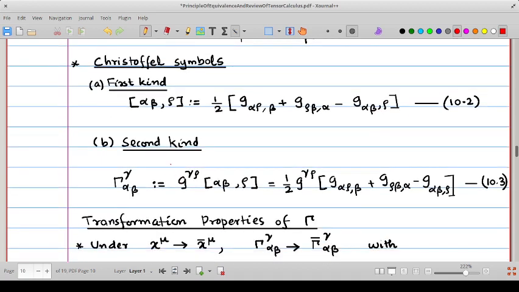And Christoffel symbols of the second kind, denoted by this symbol Γ^γ_{αβ}, is defined to be equal to g^{γρ} times [αβ, ρ]. Explicitly writing the expression for [αβ, ρ], we will get this equation.